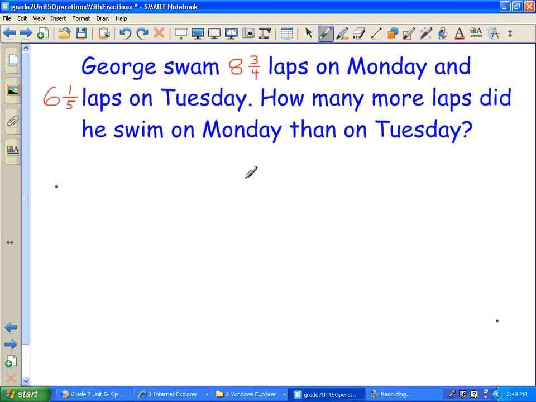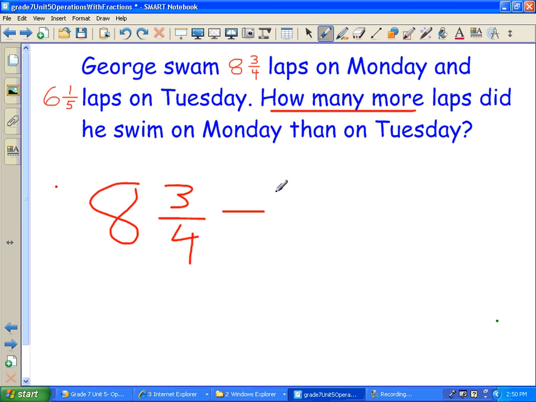Here's a word problem, which you can tell it's subtraction because the word's right here. How many more? That's usually a telltale sign that it's a subtraction problem. So it says George swam 8 3/4 laps on Monday, and then 6 1/5 lap on Tuesday. How many more laps did he swim on Monday than on Tuesday? So he had 8 3/4, and we want to see how many more that is. So we're going to take away the laps he did the other day to find out the difference.